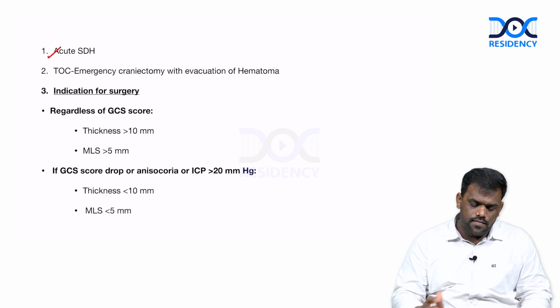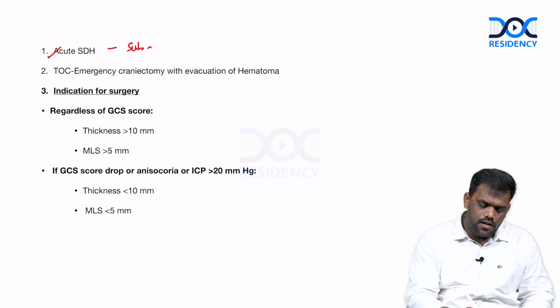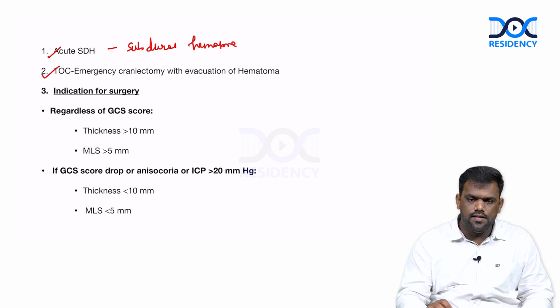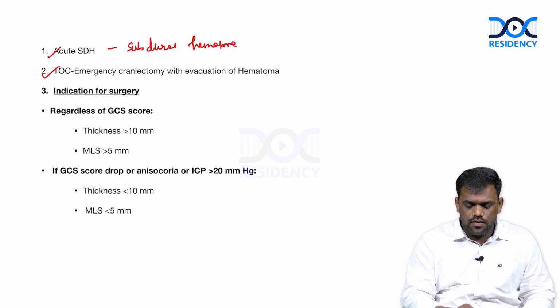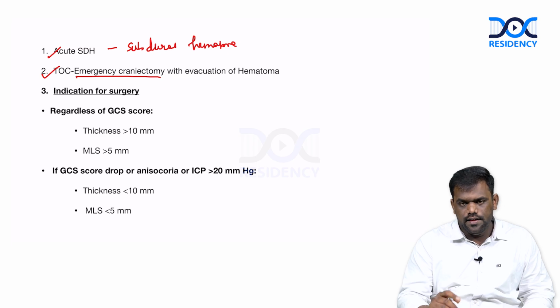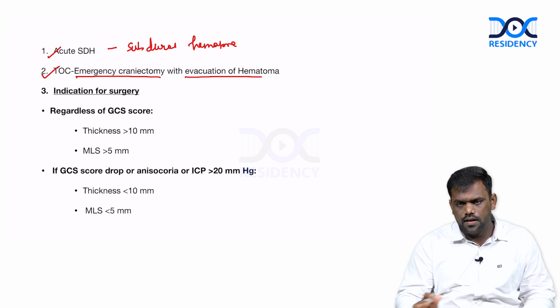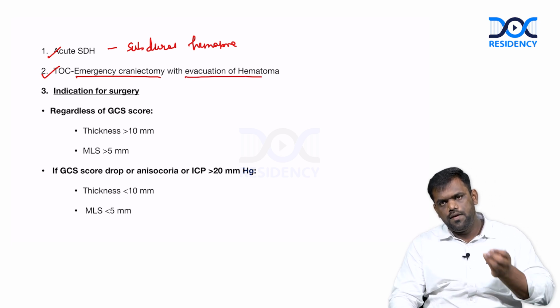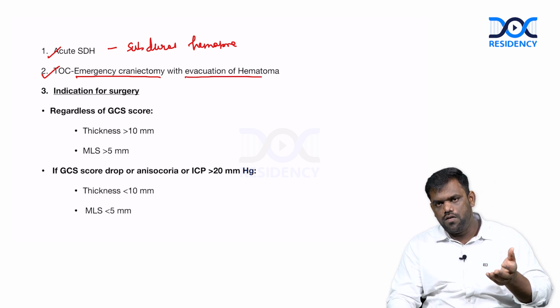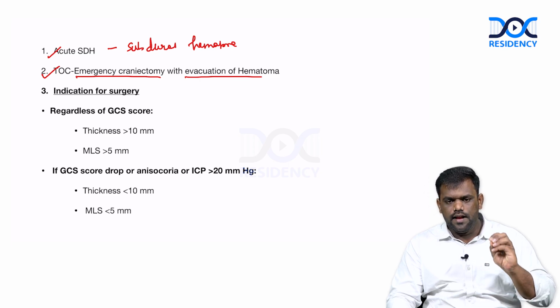The patient has a subdural hematoma, and the treatment of choice is emergency craniectomy. You remove the bone flap and evacuate the hematoma. Wherever the hematoma is, you have to evacuate it. By what means you do it is a different thing. So you do an emergency craniectomy with evacuation of the hematoma to reduce the ICP.